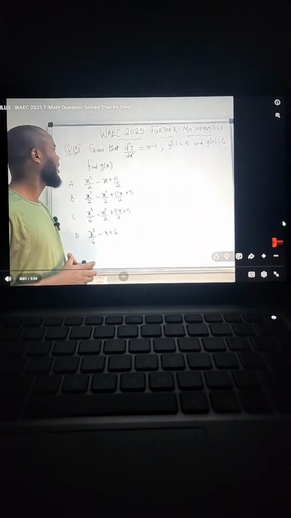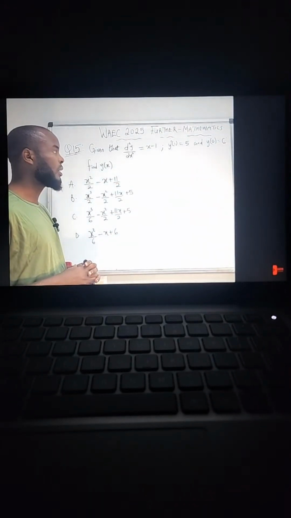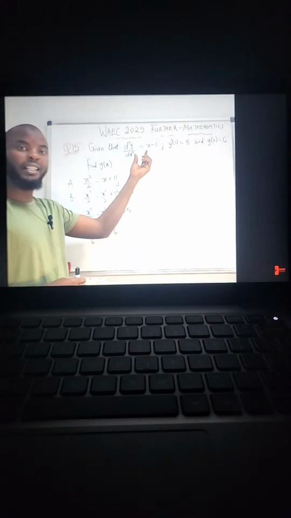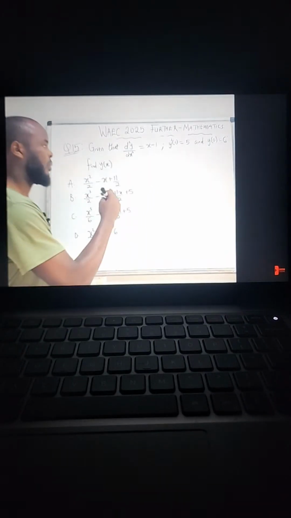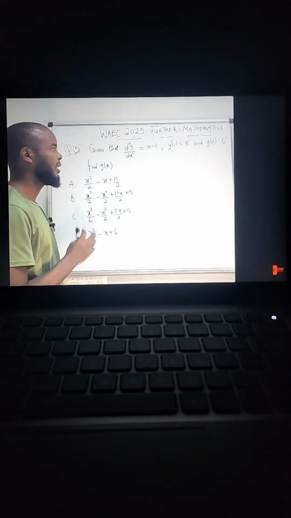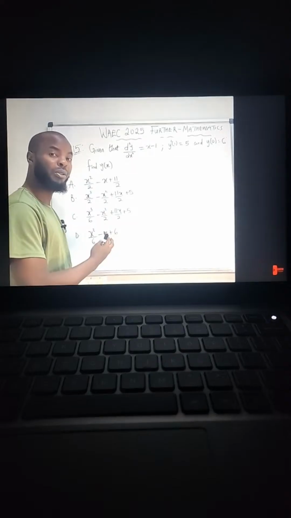Question number 15. It says, given that the second derivative of y over the x squared equals x minus 1, and we have the y prime of 1 to be this, and y of 0 to be this. What this is saying is the second derivative is given as x minus 1. And we have the first derivative of y at 1 to be this and that. Find y of x.